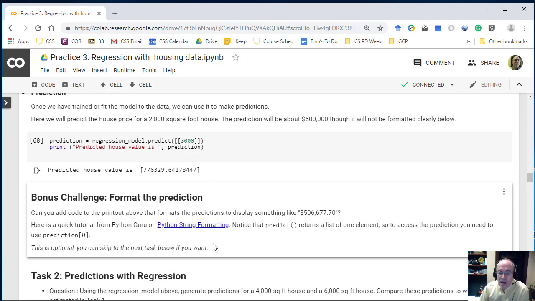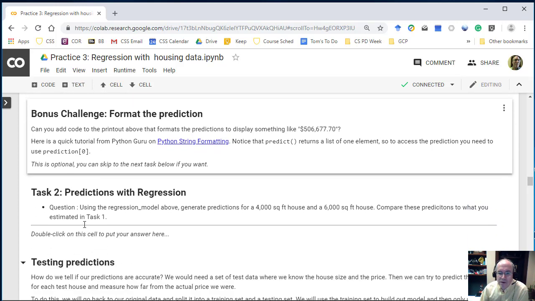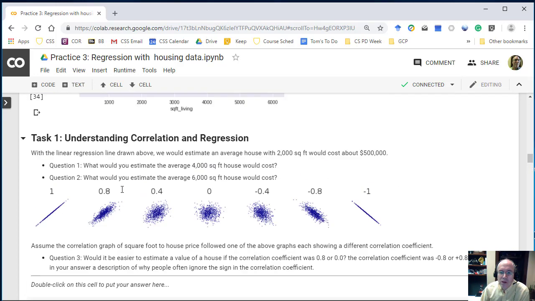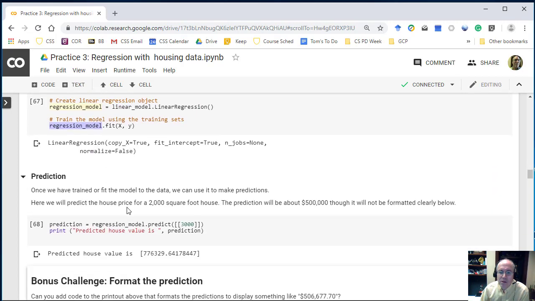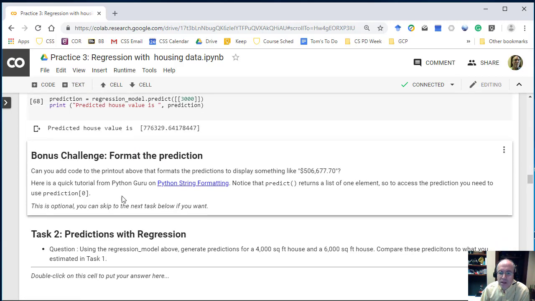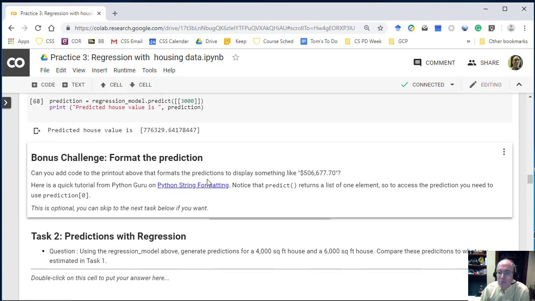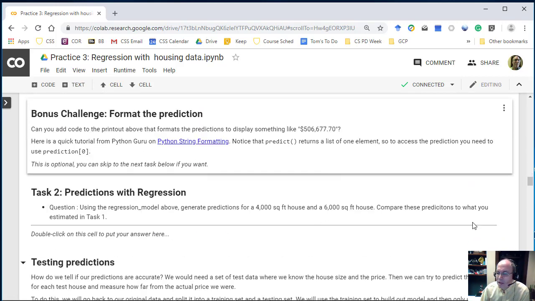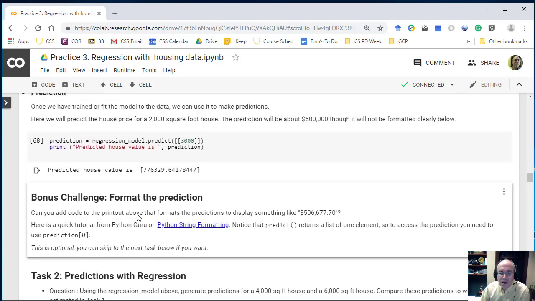So your job for task 2 is to predict for 4,000 and 6,000 square feet and compare those to what you estimated when you just looked at the line up here. So put those predictions in here below this line: what your model actually predicts, and then what you had guessed above for those values.